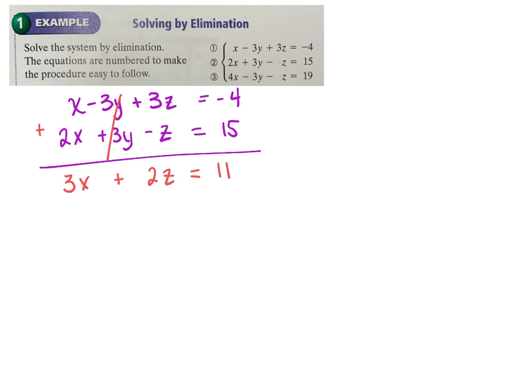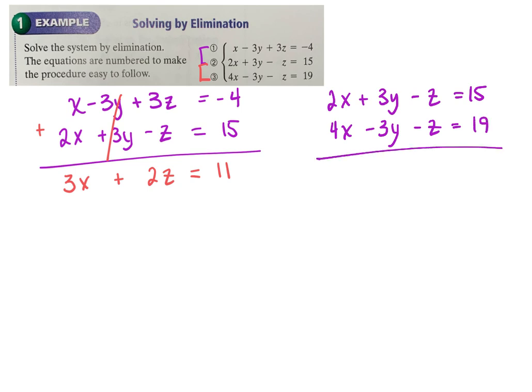Now I'm going to eliminate Y using 2 different equations. So this one was using the first 2 equations, okay? Now I'm going to do the same thing using 2 and 3. It does not have to be in this order. Sometimes you'll find that 1 and 2 and then 1 and 3 work better. Whatever is easiest to do here. All right, so I'm going to take 2 and 3. So I'm going to say 2X plus 3Y minus Z equals 15. And then the bottom one, 4X minus 3Y minus Z equals 19. I'm doing it that way because I don't have to multiply anything to do it, which will not always be the case. All right, so 2 and 3 give me 6X.